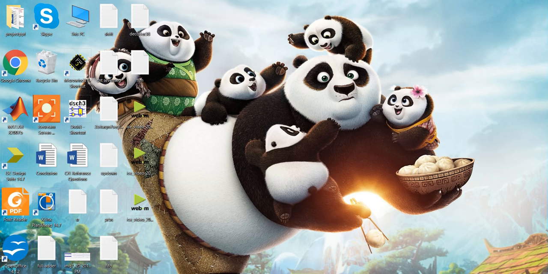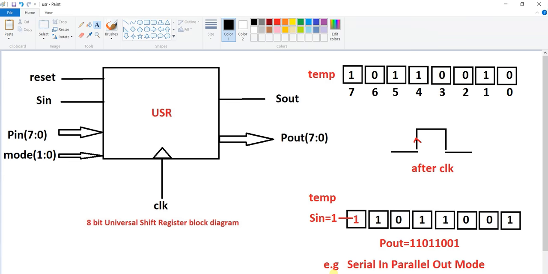So today we will be seeing how to implement an 8-bit universal shift register with the help of the behavioral modeling style. Do you know what a shift register is? A shift register is a combination of flip-flops, and each flip-flop stores a single bit. A flip-flop is a single-bit memory cell.